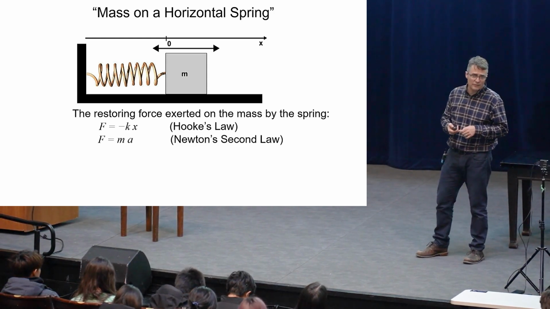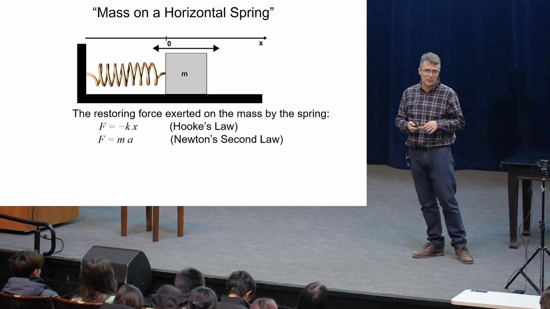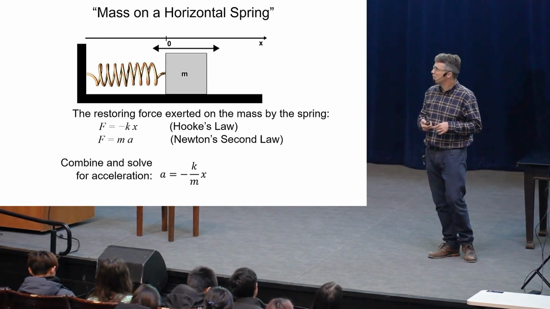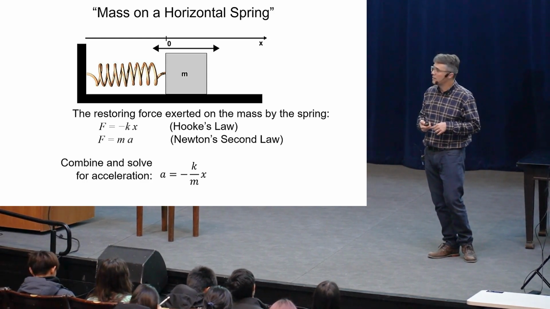So if that's the net force, then you've got Newton's second law. So I can plug that in, and I get a is equal to negative k over m times x.